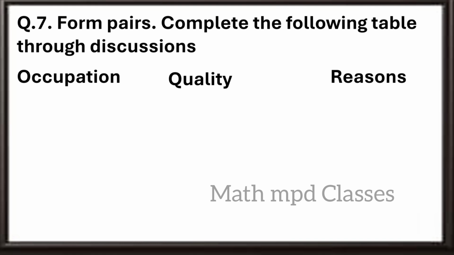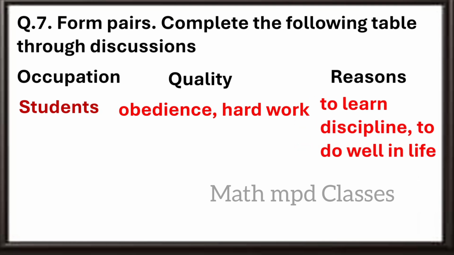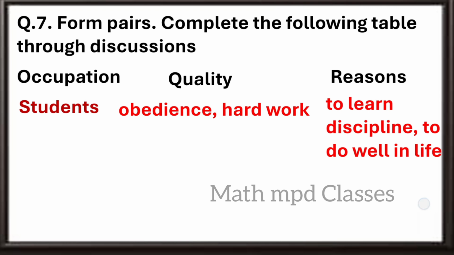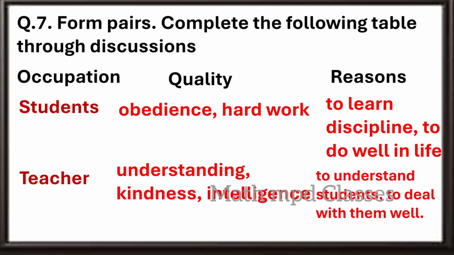Question number 7. In pairs, complete the following table through discussion. Occupation, quality and reason. Student, quality is obedience and hard work, and reason, to learn discipline, to do well in life. Next occupation, teacher, quality, understanding, kindness and intelligence, and reason, to understand students, to deal with them well.